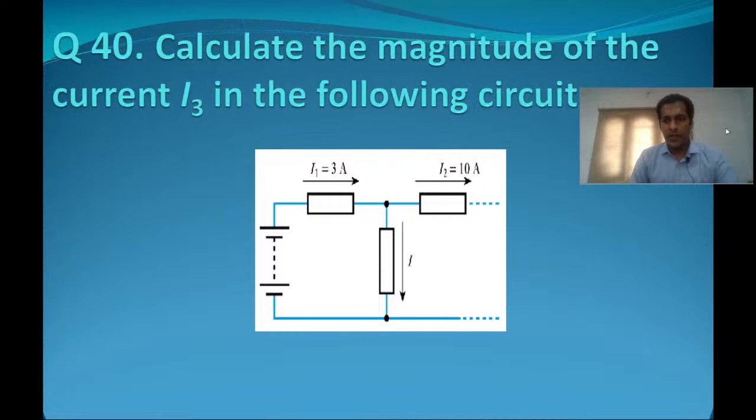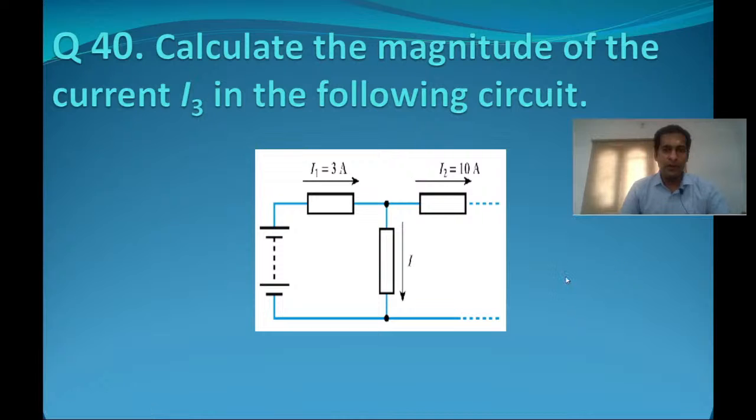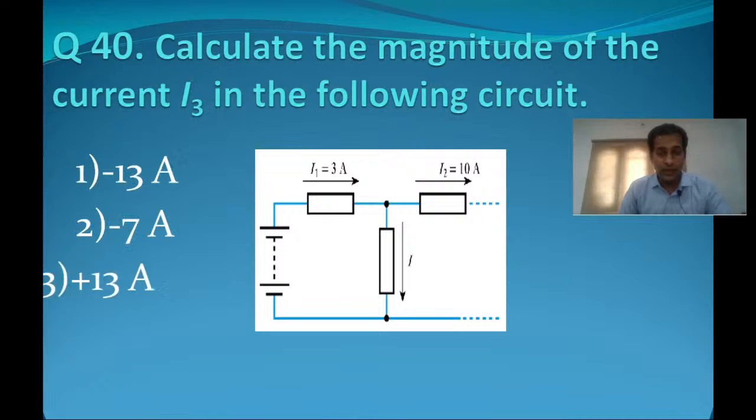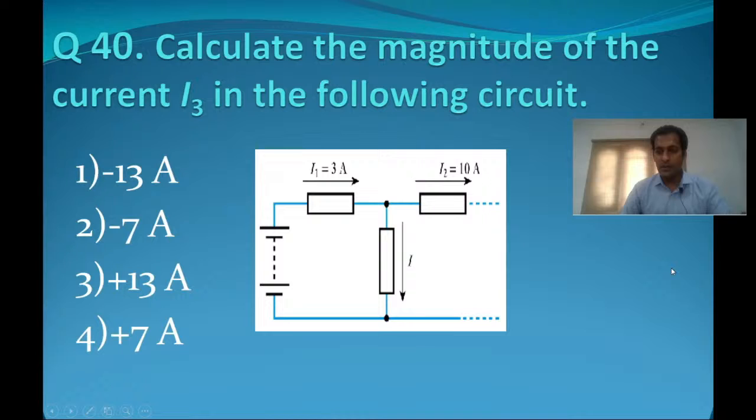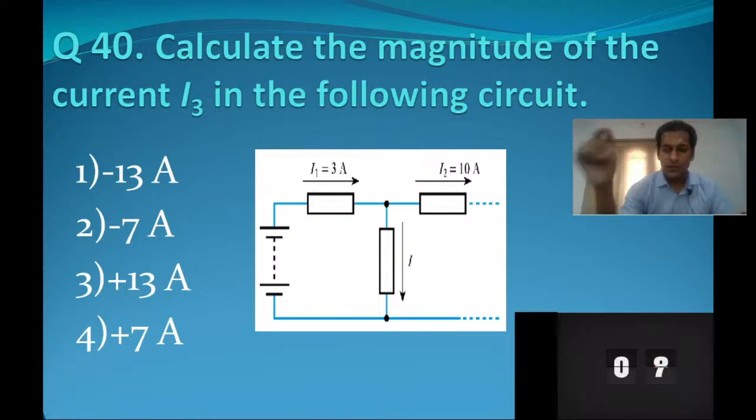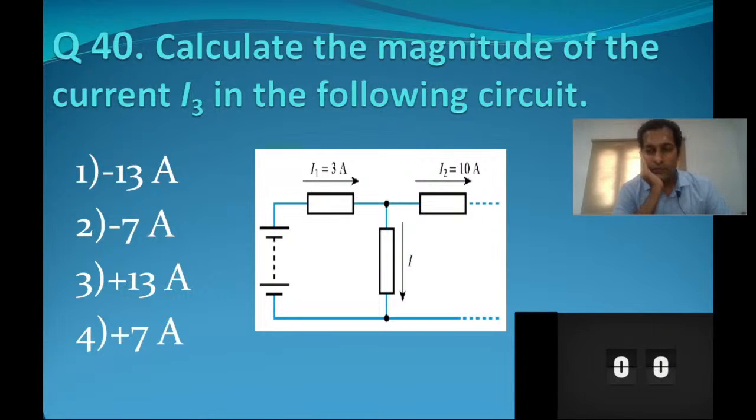Now I think you should take the notebook and pen and calculate the magnitude of the current I3 in the following circuit. In the resistance and resistor videos, we have given the procedure to calculate the resistance between series. Direct calculation, here you have to apply the formula. So your time starts now. Let us have 15-20 seconds for answering this question.